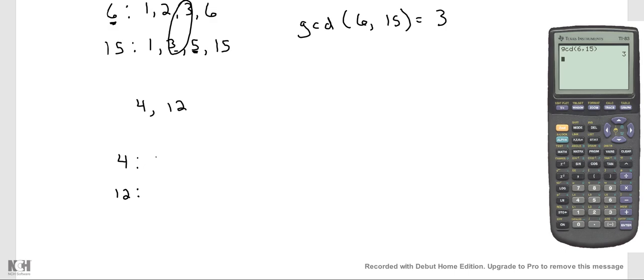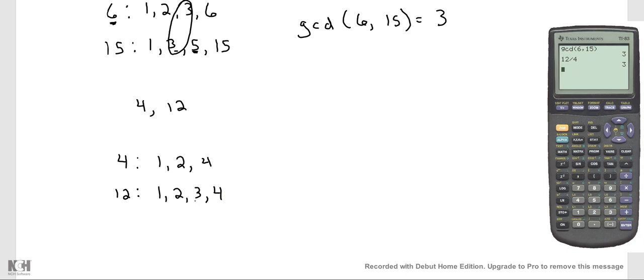The factors of 4: 1 will go into 4, 2 will go into 4, 3 won't, 4 will. Now I stop. 12, we know 1 will go into 12. We know 2 will go into 12. 1 plus 2 is 3, so 3 itself will go into 12. We could divide 12 by 4. And if we check that in the calculator, 12 divided by 4 is 3.